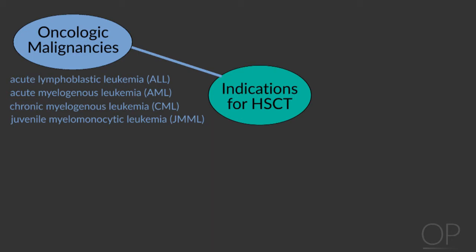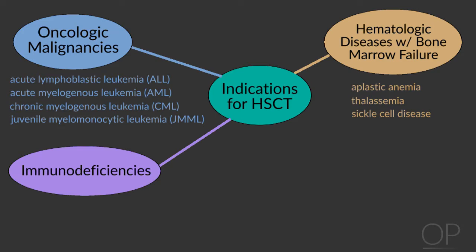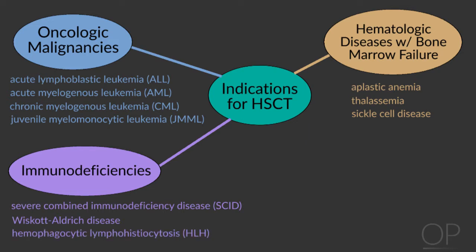We also transplant a large number of children with non-cancerous disorders. So the first being non-malignant hematologic diseases and bone marrow failure. So this comprises the group of patients with aplastic anemia, thalassemia, and sickle cell disease. The third category are children who are missing some component of their immune system. And so those are children with severe combined immunodeficiency, Wiskott-Aldrich disease, or HLH, which is hemophagocytic lymphohistiocytosis.